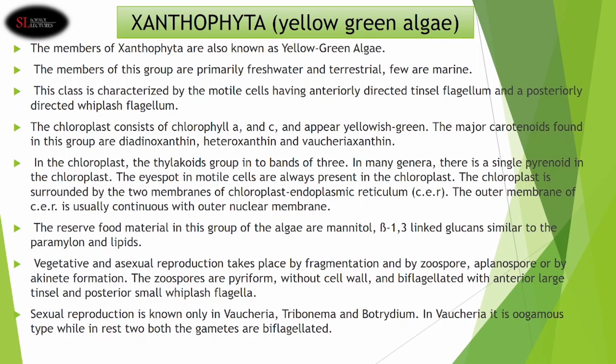Then their chloroplasts contain thylakoids in groups of 3, and in many genera there is a single pyrenoid in the chloroplast. Then they also have an eye spot similar to what we had seen earlier. Then their chloroplast is enclosed by 2 membranes, while the outer membrane is continuous with the outer nuclear membrane.